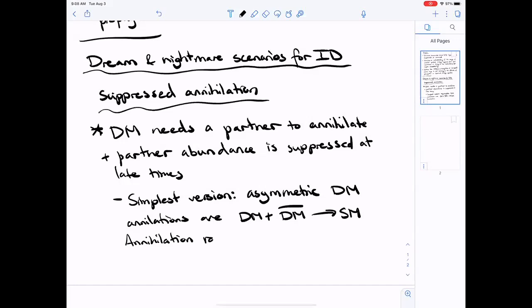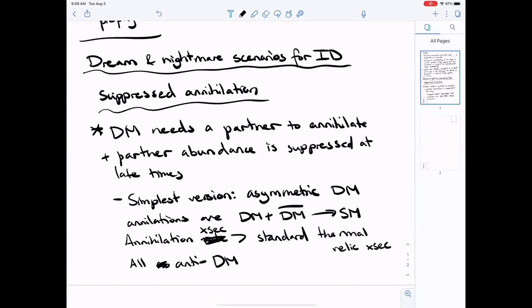So I guess that's not the rate. The cross-section should be larger than the standard thermal relic cross-section. All anti-DM gets depleted early on.